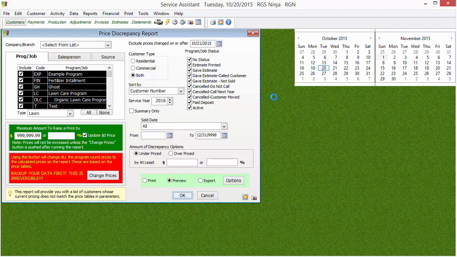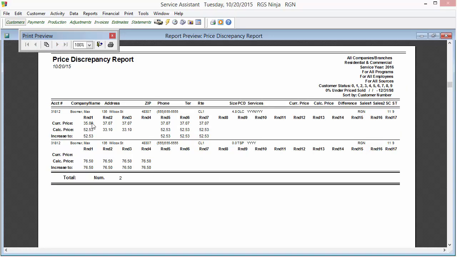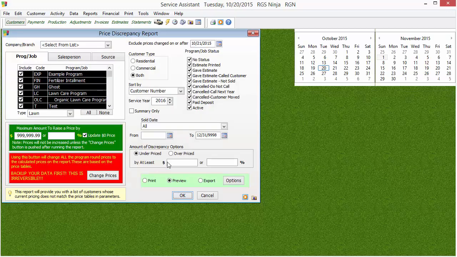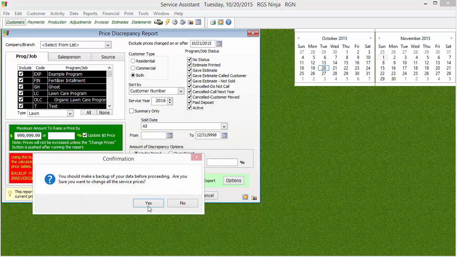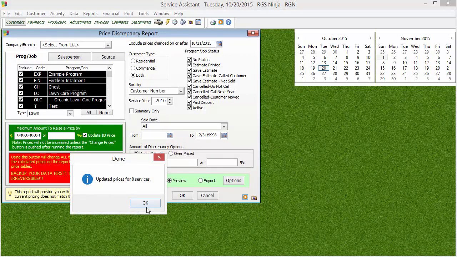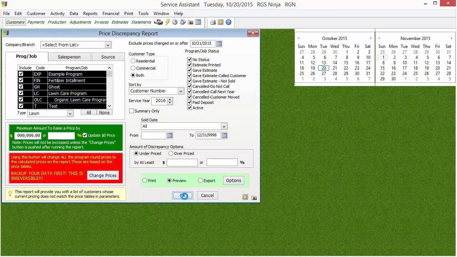We'll do one more preview here. We'll see we have account number 31812, and actually it looks like both our jobs are in 31812. Then what we can do, hit change prices. Are you sure? Yes. Updated the services. Now when we go to preview, nothing shows up. The reason why is because everyone is paying what the price chart says they're supposed to be paying.